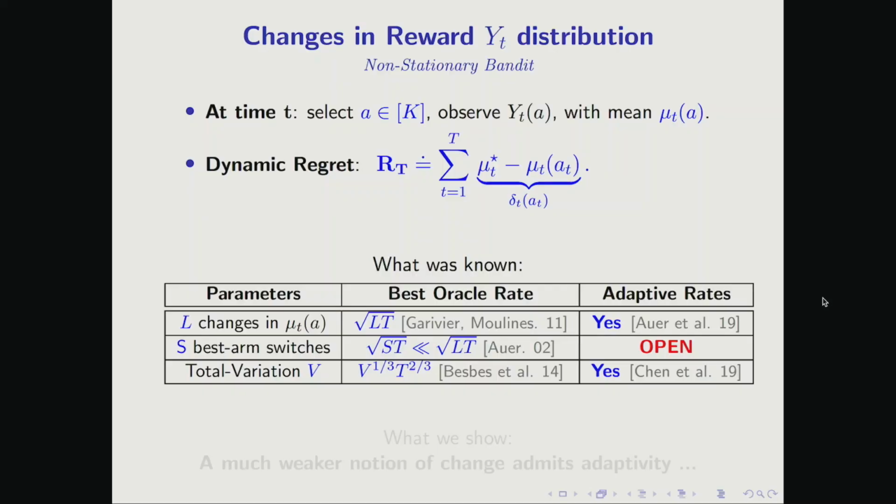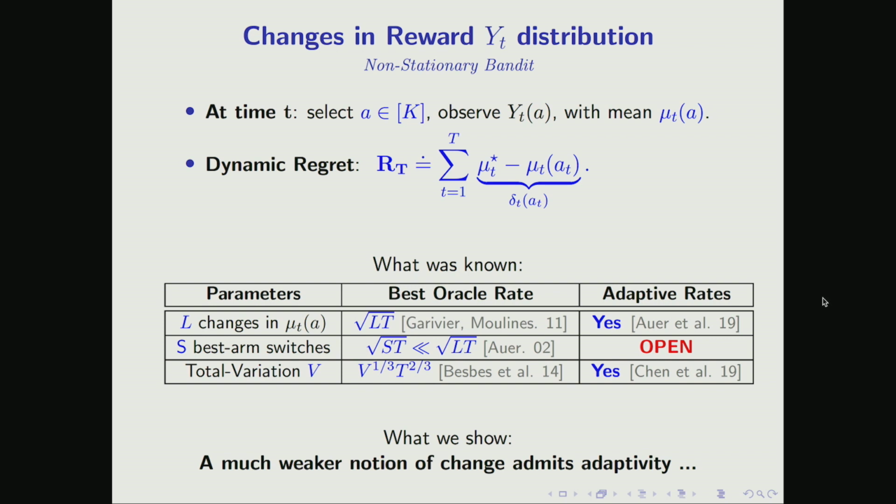Then there is also a whole other line of work, which is that of total variation. I'll define what they mean here by total variation in a second. But the main idea is that rather than counting the number of changes or the number of best arm switches, maybe we should look at the aggregate change. By how much have the means changed? The best rate is this somewhat ugly quantity here, and it is achievable adaptively. But I'll compare these various formulations a bit later.